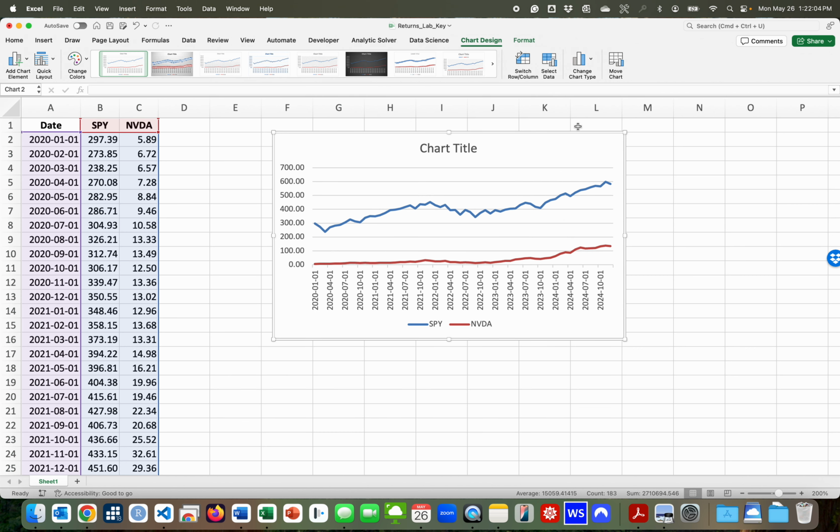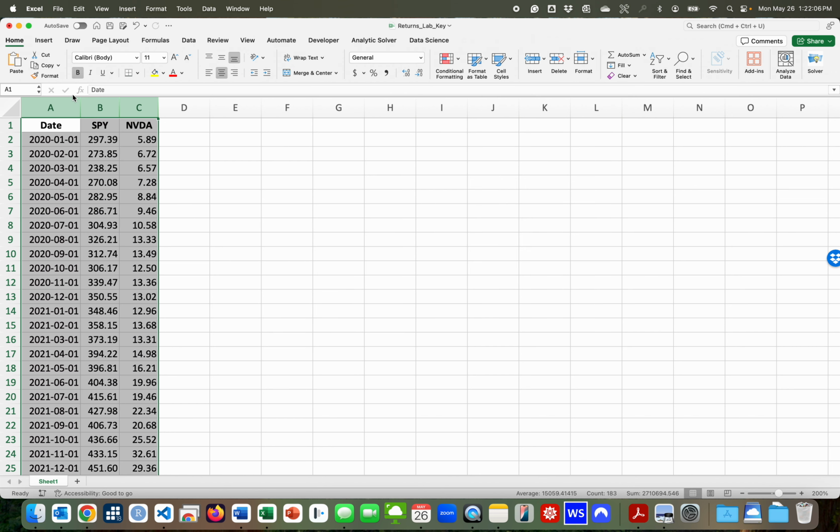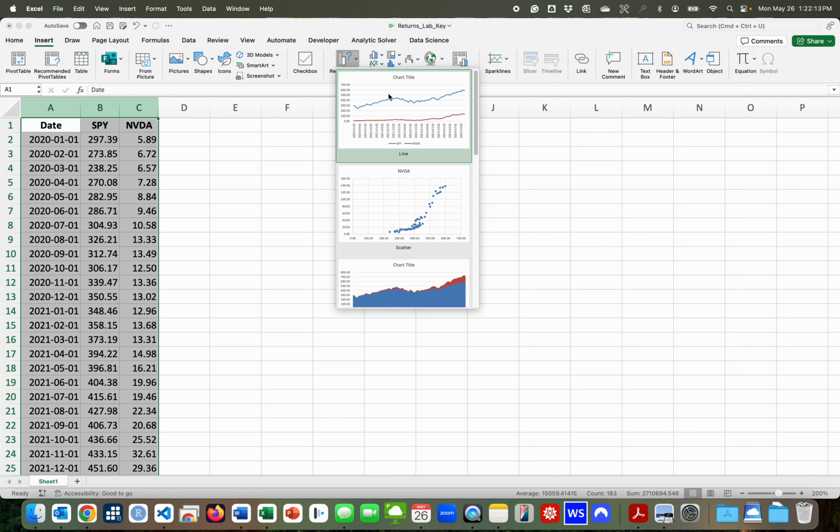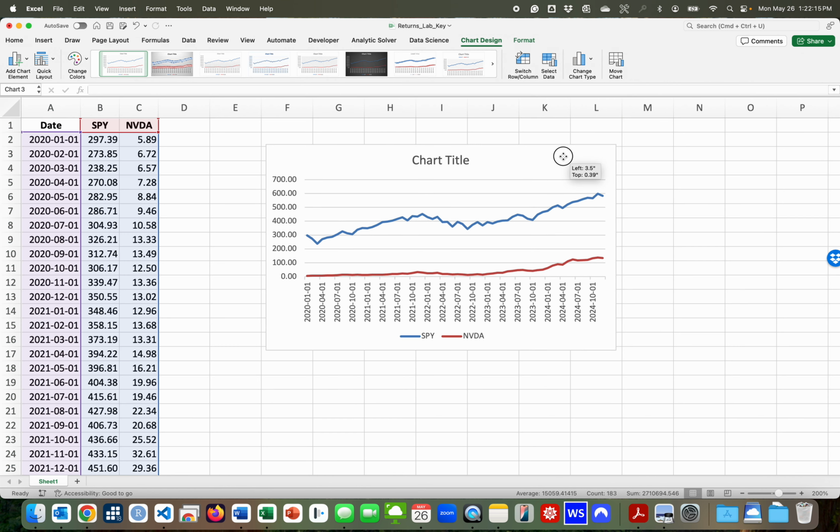So just to do that one more time, I may have done that a little too fast. Highlight these. Insert. Recommended chart. The first one is what we want. So here we have SPY as the blue line, NVIDIA as the red line, and we can see that the prices are very different. They're both trending up, but the price of NVIDIA is much lower than the price of SPY. But we don't really care about the price.